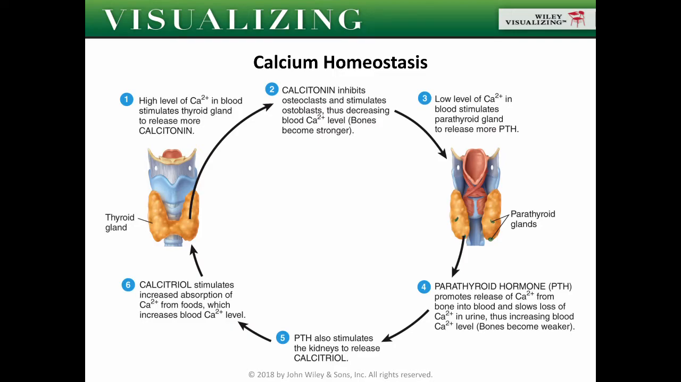Aside from that action, the PTH also stimulates the kidney to release a hormone called calcitriol. The work of calcitriol is on the absorption of calcium from foods. So it increases your blood calcium level. So basically, increased absorption and increased withdrawal of calcium from the bones will help increase the level of calcium in the blood.